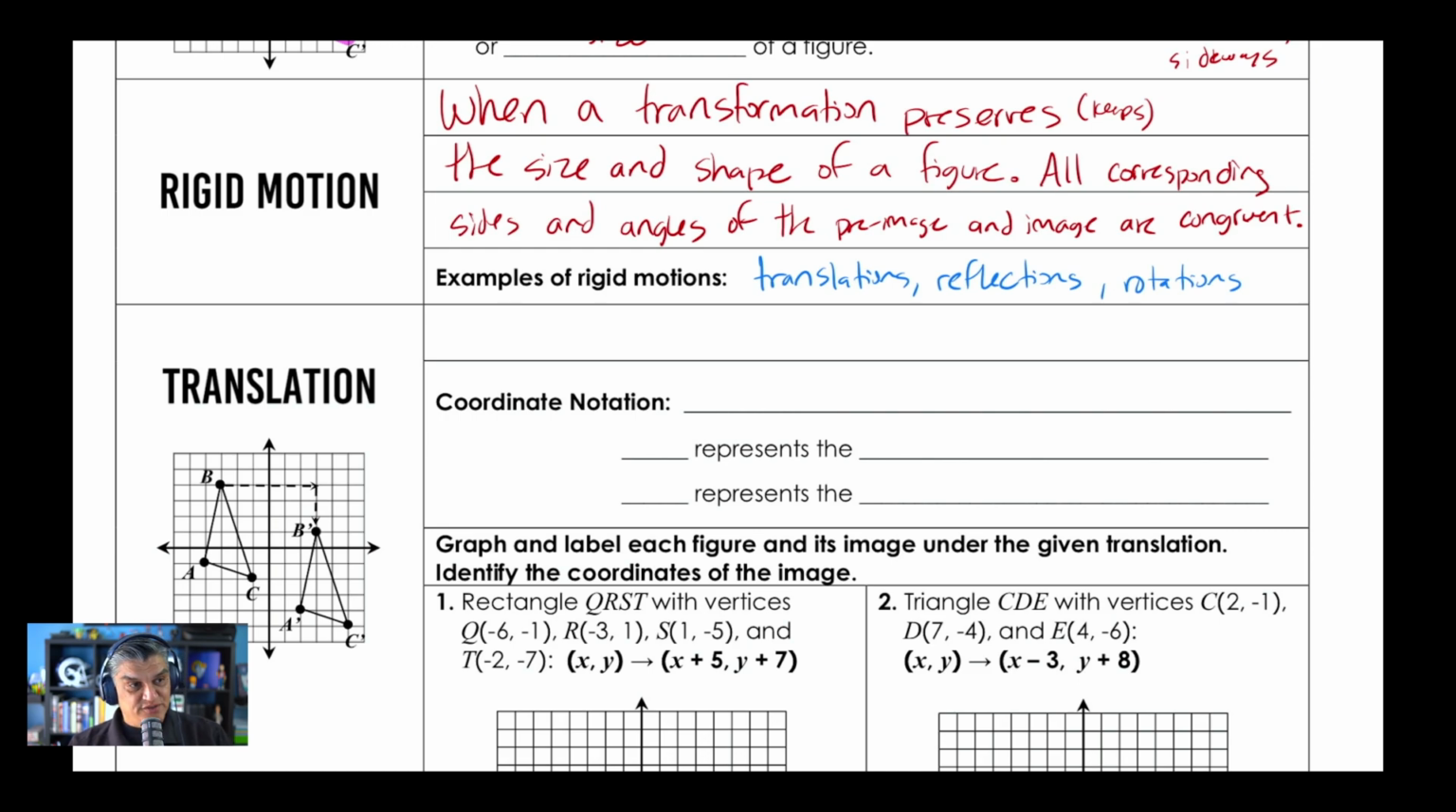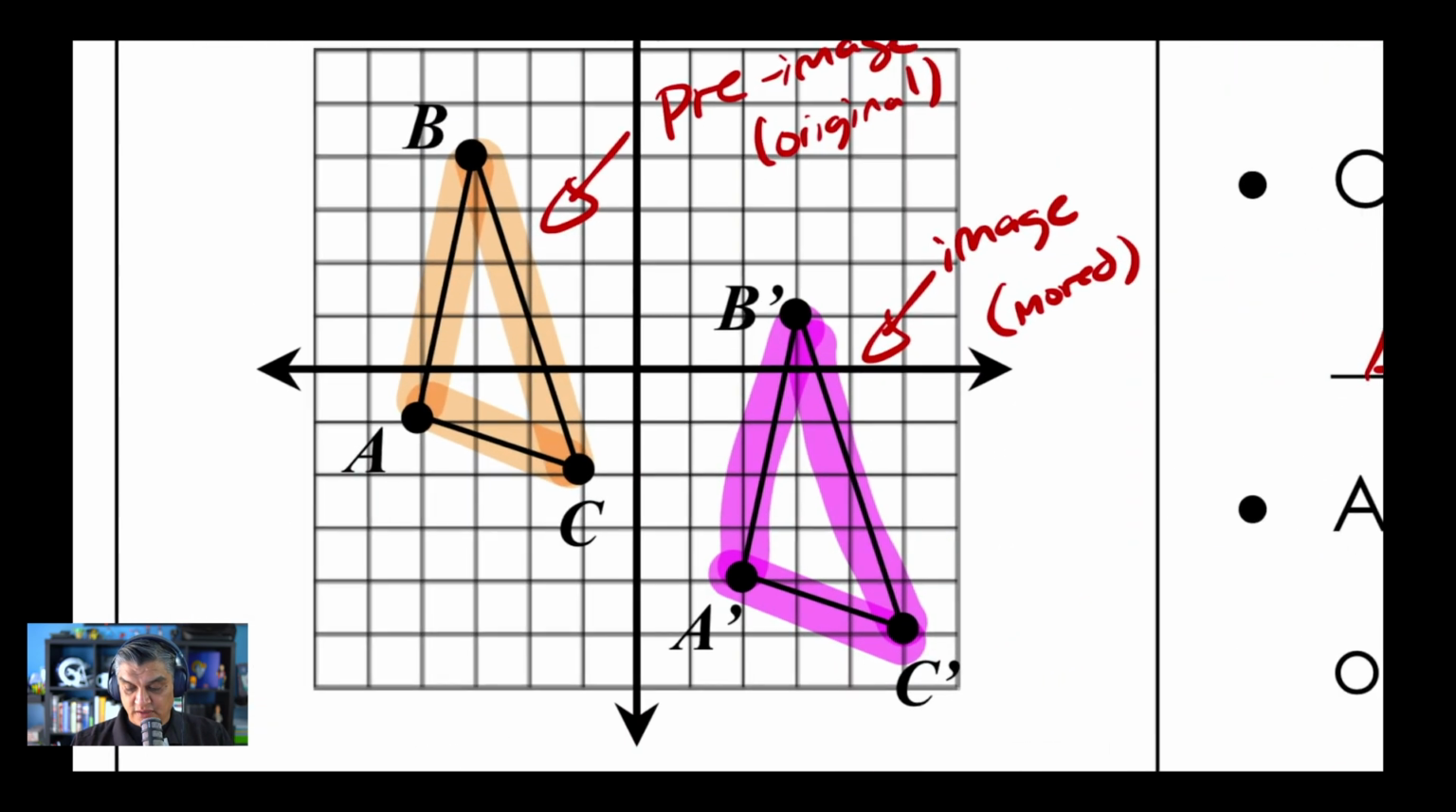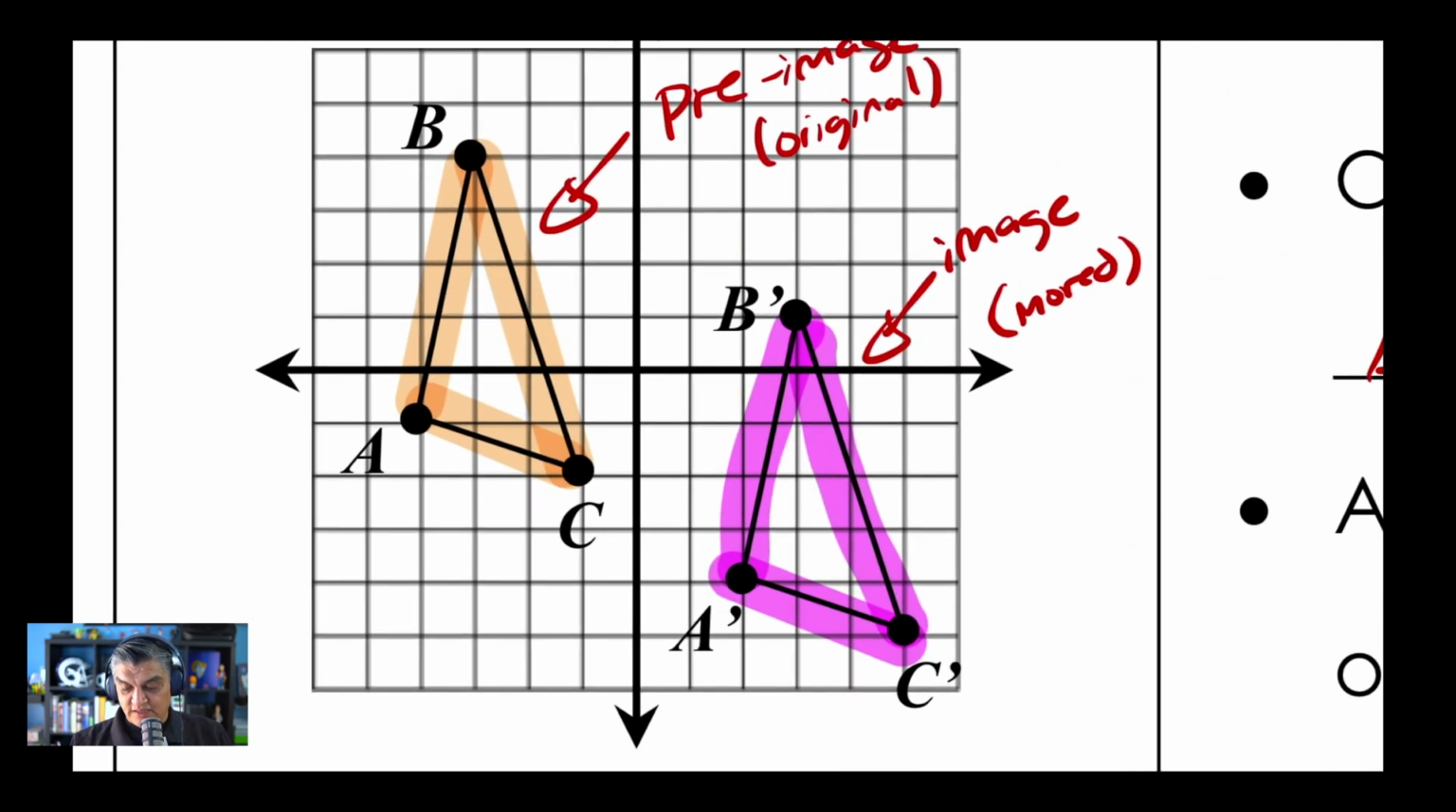Because that's geometry, right? If I have a rigid motion, that means I'm just moving it. The size and shape doesn't change. So if the size and shape doesn't change, that means all the sides and all the angles are congruent. If we look at this picture, I just moved this here. Yeah, I'll go back, but I'm answering your question. This is a rigid motion.